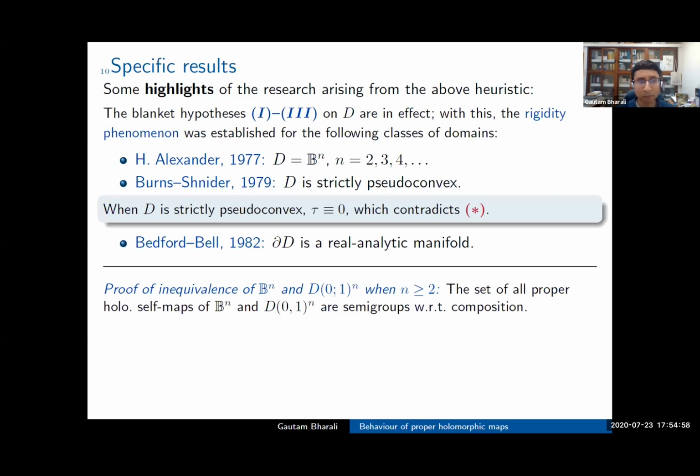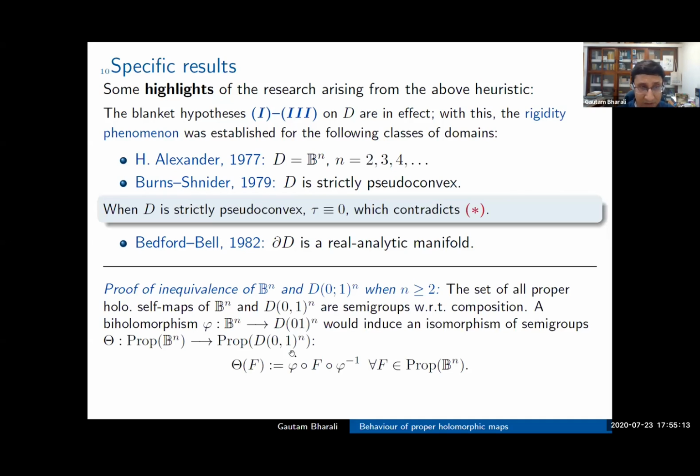So please note that the set of all proper holomorphic self-maps, either for the ball or for the unit polydisk, are semigroups with respect to composition. So you see, if there were a biholomorphism between these 2 guys, then this biholomorphism would induce an isomorphism of semigroups. And I can actually write down this isomorphism by hand. If there were a biholomorphism phi, then this mapping theta that carries a proper holomorphic self-map of the ball to a proper holomorphic self-map of the unit polydisk would simply be given by conjugacy.